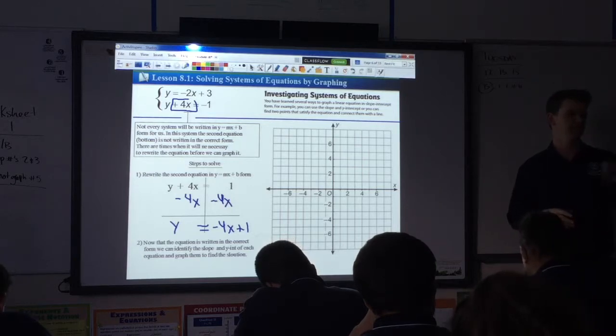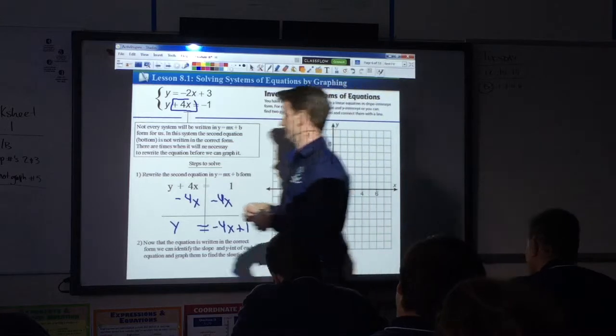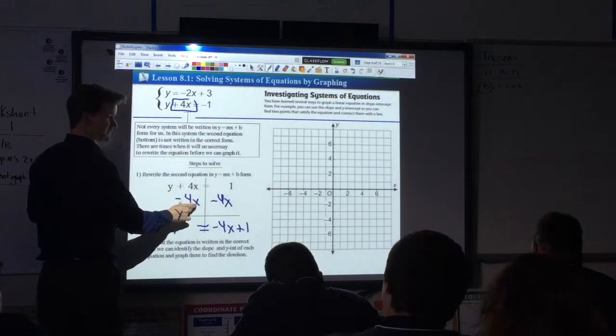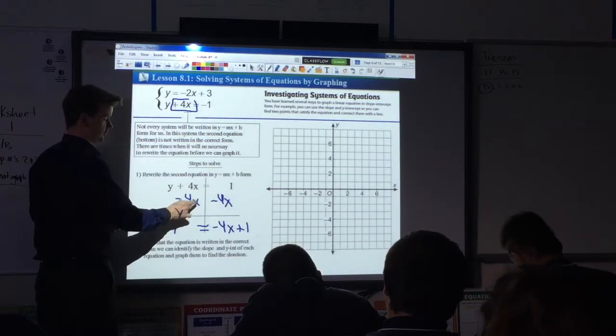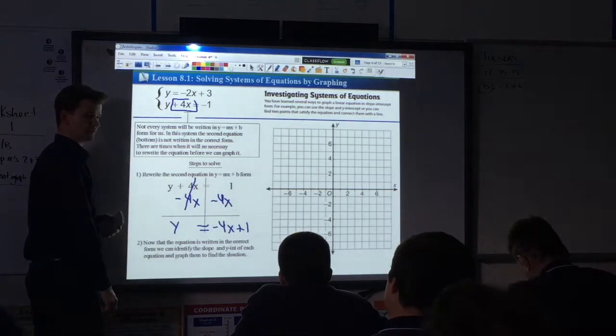All right, what's up? Why would you get negative 4 though? Because this is a positive 4, right? What's the inverse of a positive 4? Negative 4. So I subtract 4x from both sides. These cancel. I have to do that to get rid of it from here.